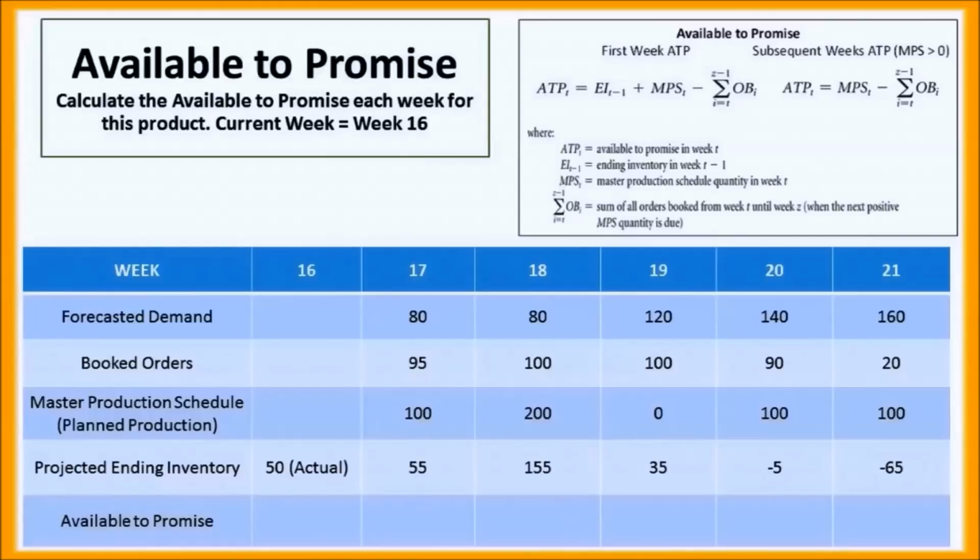On the exam, you would be given similar data to this, but you would be asked to calculate the available to promise for one of the particular weeks that's in there, and that would be the multiple choice question. So I'm going to give you a chance to pause the video, try to do this on your own, and then I will walk through it slowly along with you so that you can follow along.